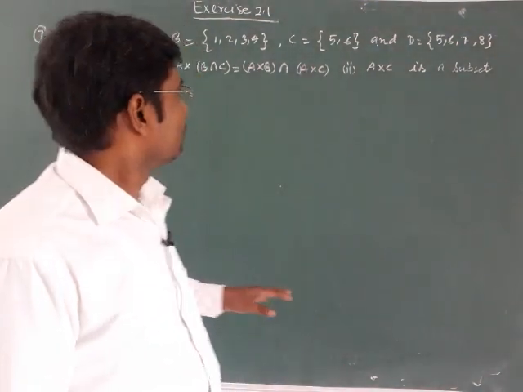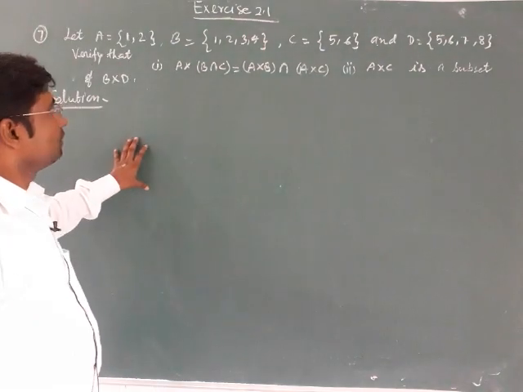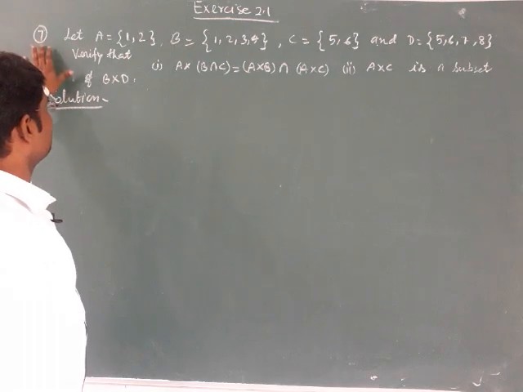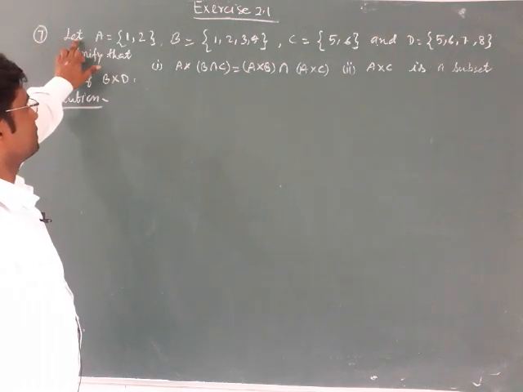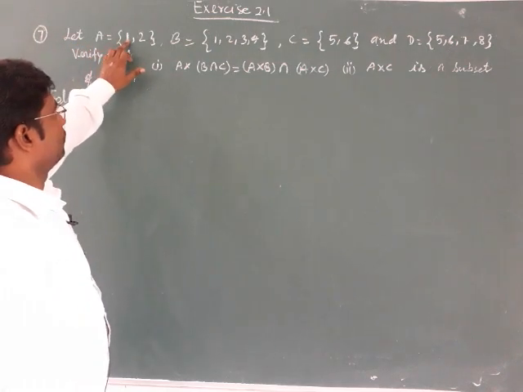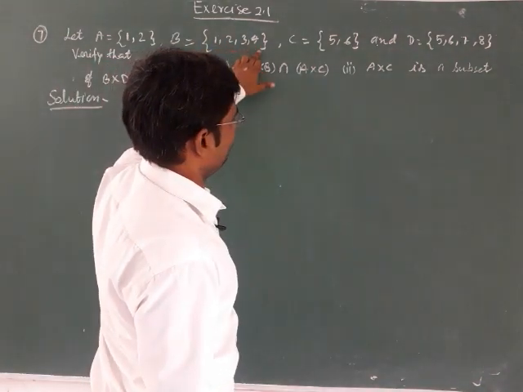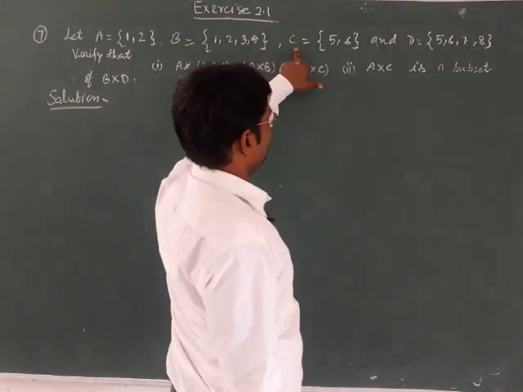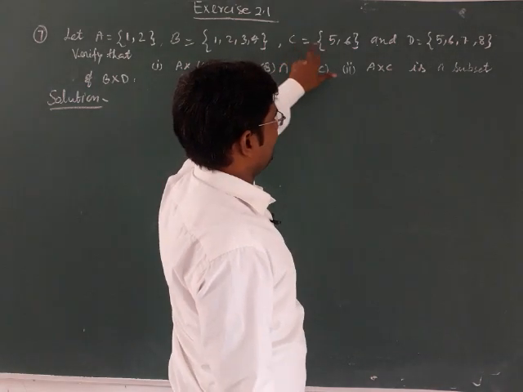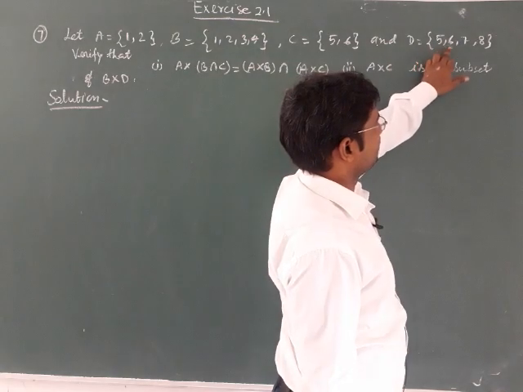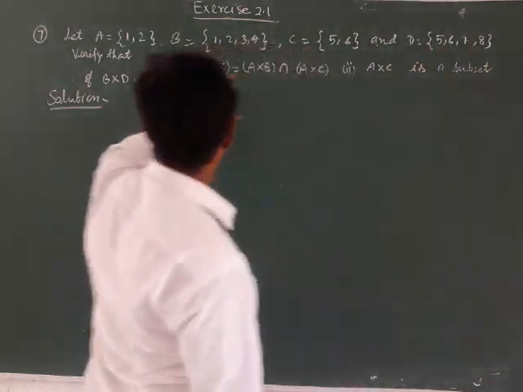Dear student, today I will solve the remaining questions of exercise 2.1. Question number 7. Let set A have elements 1, 2. Set B has elements 1, 2, 3, 4. C is equal to the set having elements 5, 6. D has elements 5, 6, 7, 8.